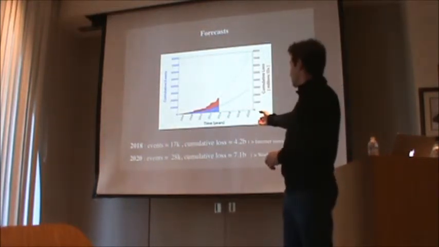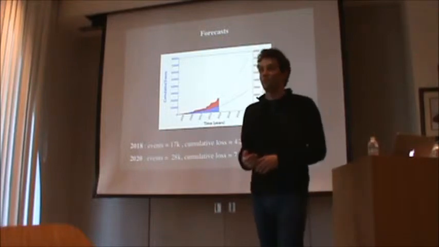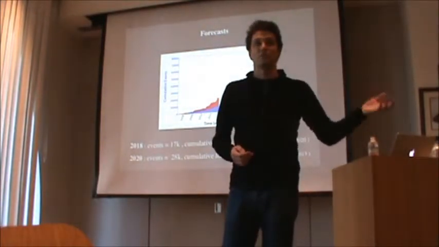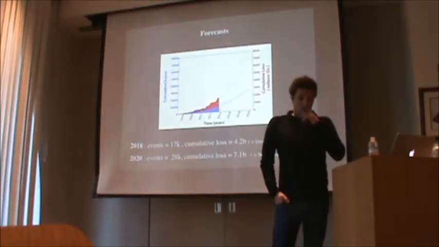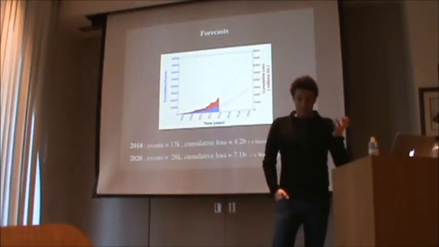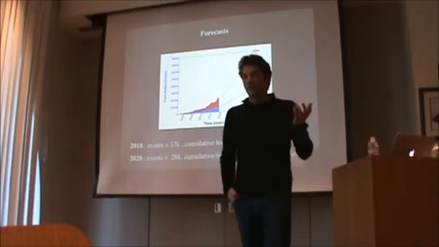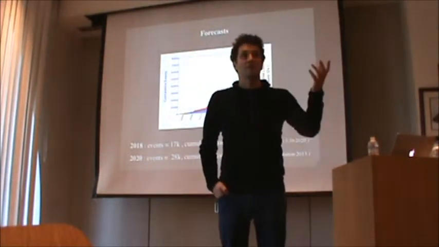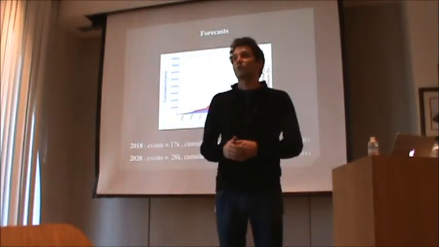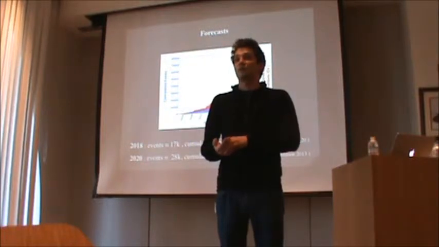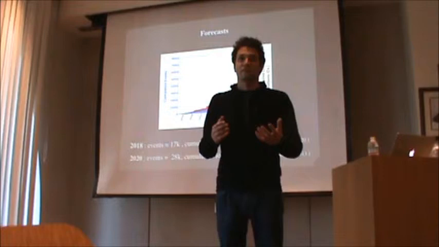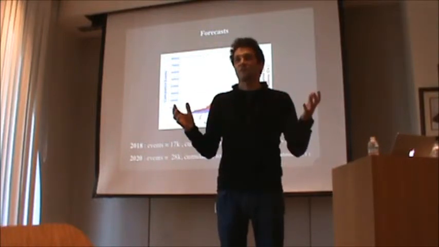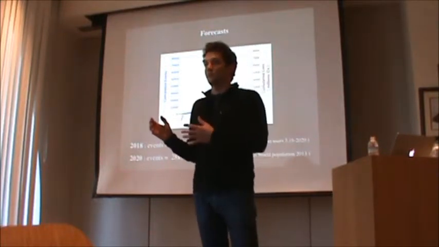And in 2020 we'll have a cumulative loss of 7.1 billion, which is more than the actual population today, not in 2005. Of course, we can also think that this is probably a lower bound, because our data set is not complete. It only records some events, and probably it's way more than that.